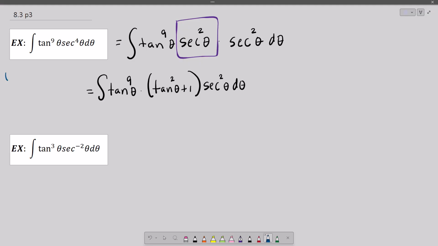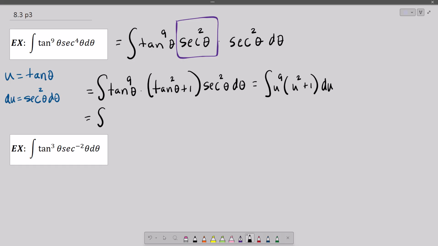If we let u be tangent, then du is secant squared of theta d theta. So this whole really complicated looking thing boils down to u to the 9th times u squared plus 1 du. Then we distribute the u to the 9th, so we have u to the 11 plus u to the 9 du.